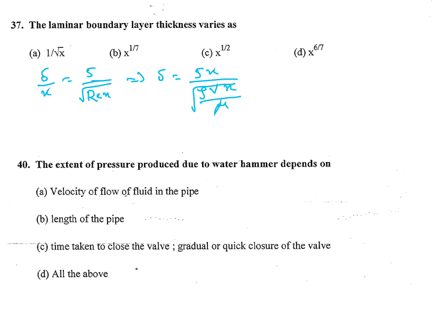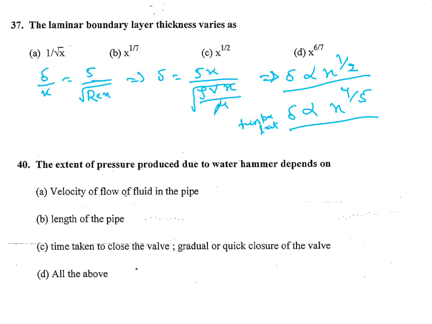So delta will vary as x to the power 1 by 2 in case of laminar, and in case of turbulent, delta varies as x to the power 4 by 5. Both are important, laminar and turbulent, for all examinations, GATE, IES, ISRO and other PSU also.